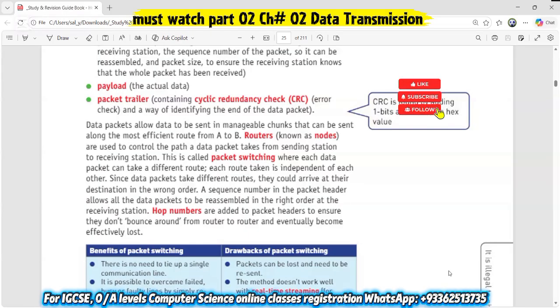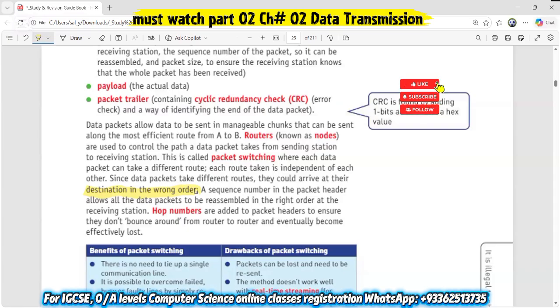So this is the whole concept of packet switching, where data packets can take a different route. Remember that that is the job of the router. Each route is independent of each other, like they are taking different routes. Since data packets take different routes, they could arrive at the destination in the wrong order. Remember, this is one of the limitations of packet switching, that the destination may not receive the packets in the same order.